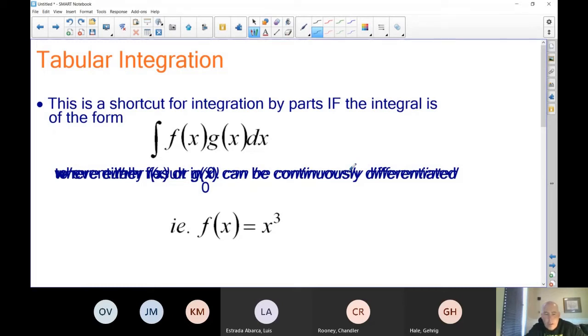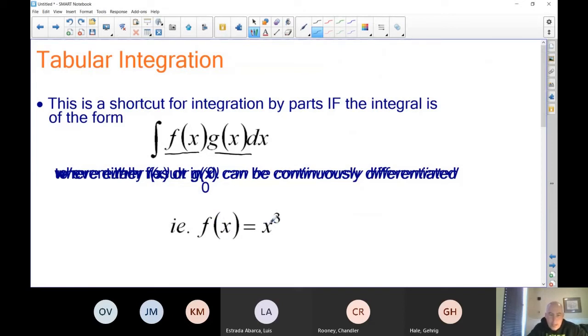It will only work if you can have a situation like this where you can let f of x be some function that you can repeatedly take the derivative of and eventually hit 0. And g of x has to be some function that you can repeatedly take the antiderivative of over and over. Now, it doesn't have to hit 0, but whatever you choose to let the f of x equal has to eventually, if you kept taking the derivative, equal 0.